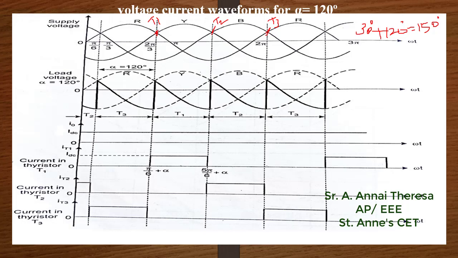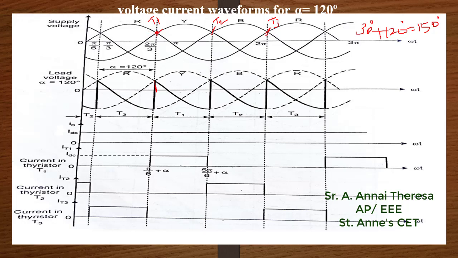So for this R phase, this is the 150 degree. Okay, so this is 180 degree means this is 150 degree. Then for Y phase, this is the 150 degree. Then for B phase, this is the 150 degree. Okay, now we are going to trigger the thyristor T1 because at this point phase R is maximum. So T1 is triggered.